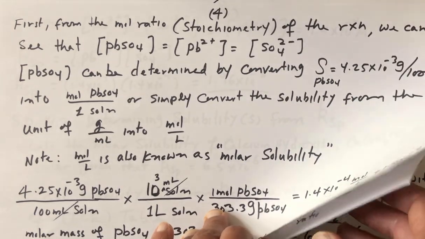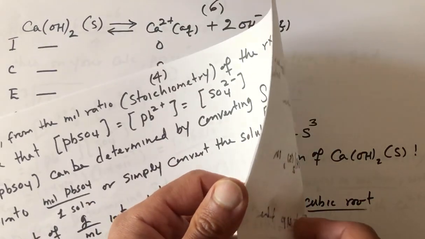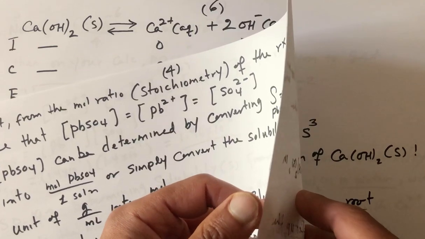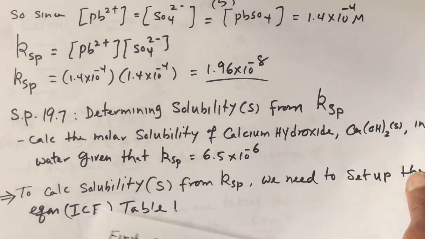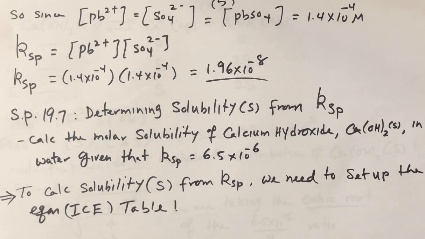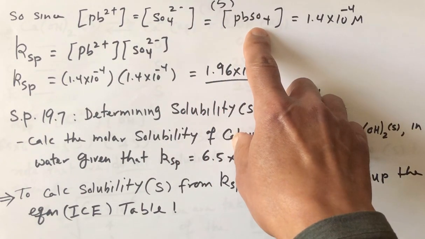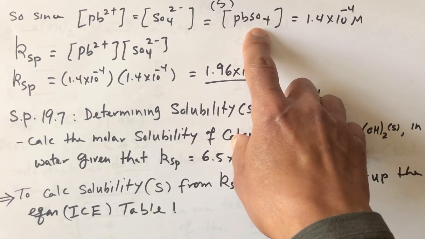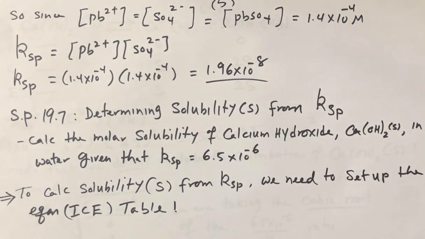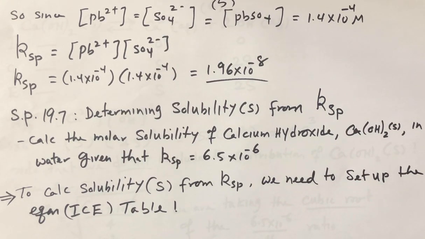And now, for the next slide, we are going to use this information to calculate Ksp. So we already know that the mole ratio exists, and we already know that the molar solubility of lead sulfate is 1.4 times 10^-4. So therefore, the Ksp is going to be the product of those two ions, and we already have them.